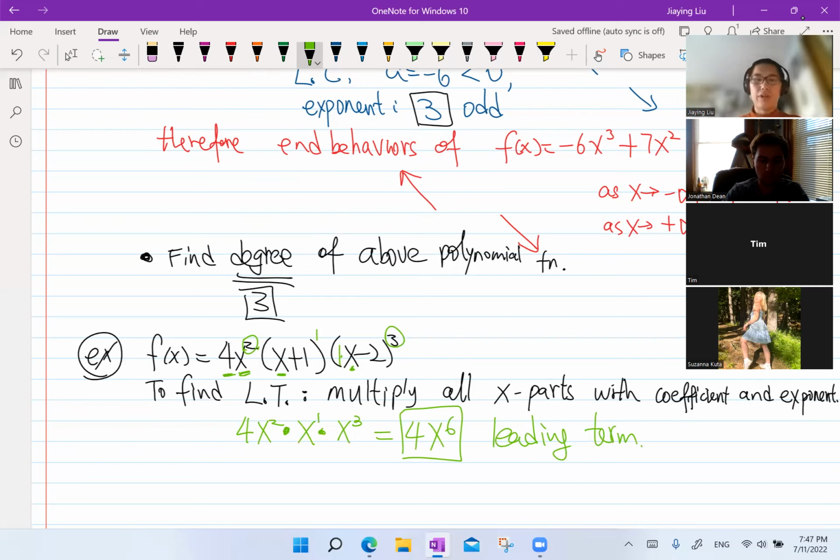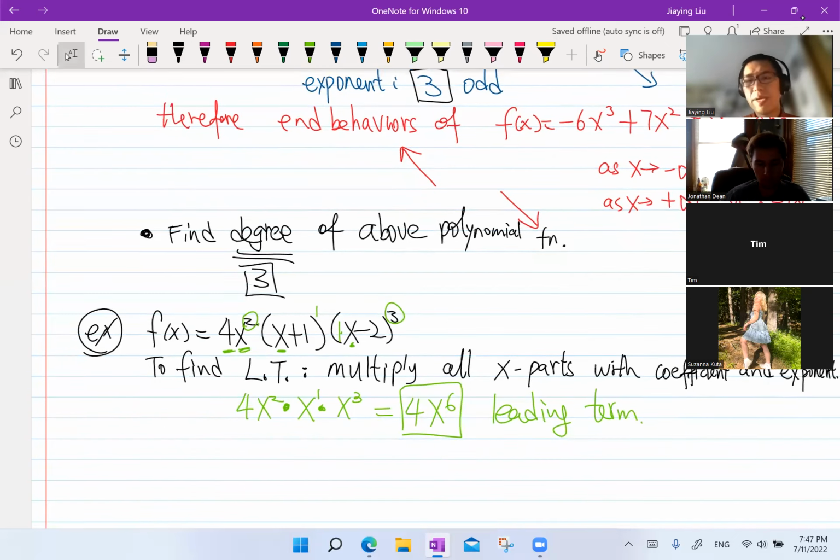All right, so if you have never done this before, it might be a bit tricky, but that always works. So we take all the x parts that we see. If it has any coefficients, great, we keep it. If it has any exponents, we keep it. Then we're going to multiply them together. That will give us the leading term. We don't need to expand anything. We just need the leading term.